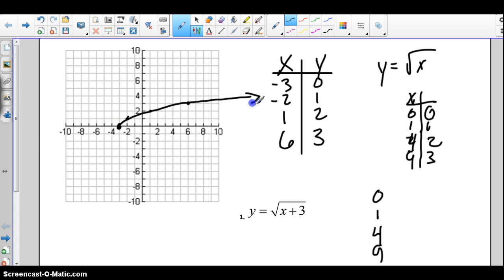Now let's suppose we went ahead and graphed our parent function here. And let's use a different color so it stands out. Let's use blue. I'd plug in 0, 0, 1, 1, 4, 2, and 9, 3. And you'd see that we get the same type of graph. In essence, what happened is we had all these values from the parent function shift over 3 units to the left.